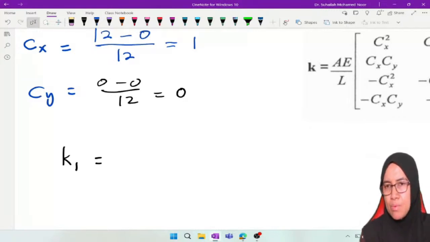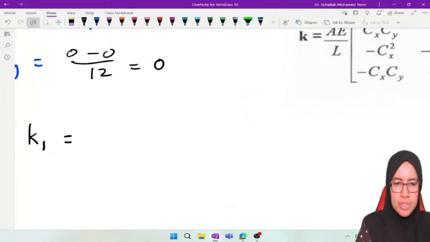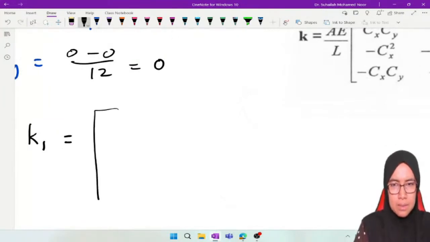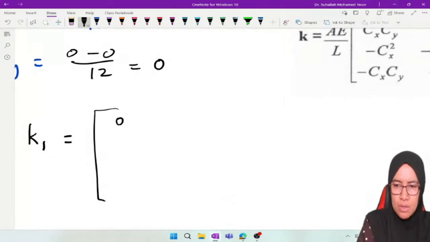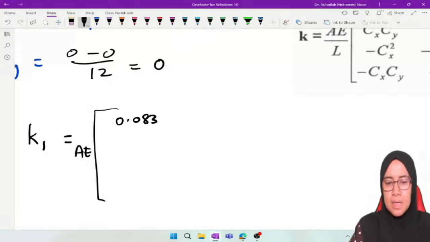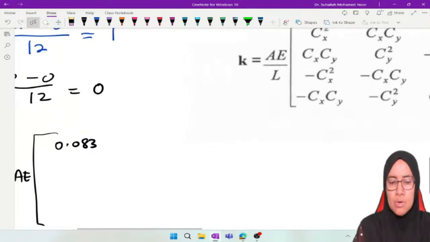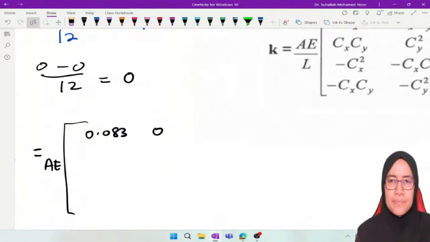Okay, please calculate for me 1 divided by 12. What is the answer? It is CX square, 1 times 1 square divided by 12. So we will produce 0.083. Don't forget to put AE here. 0.083. Then CX, CY: because CY is 0, the next value is 0.